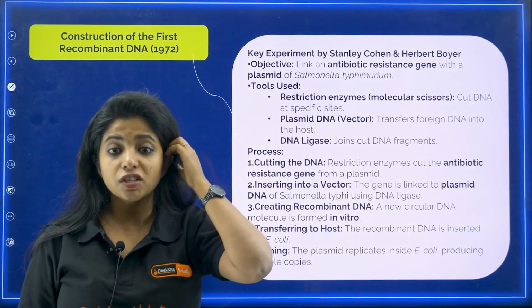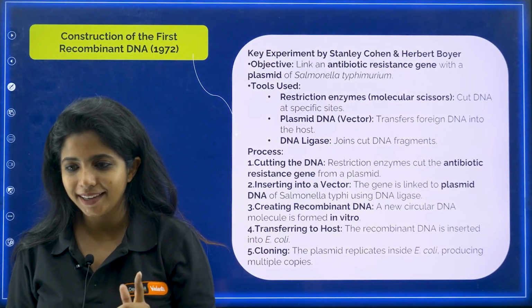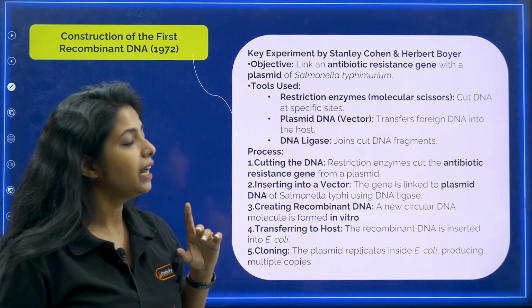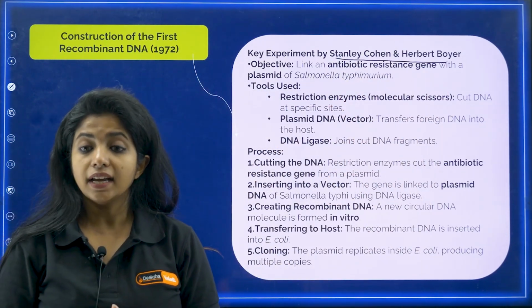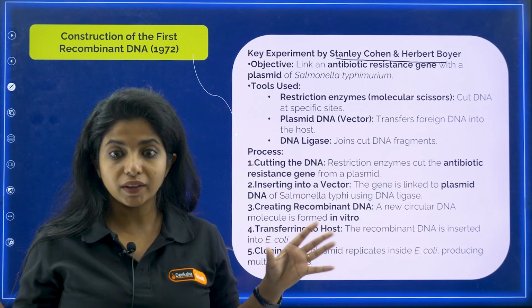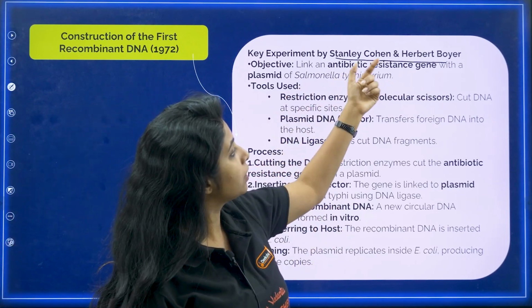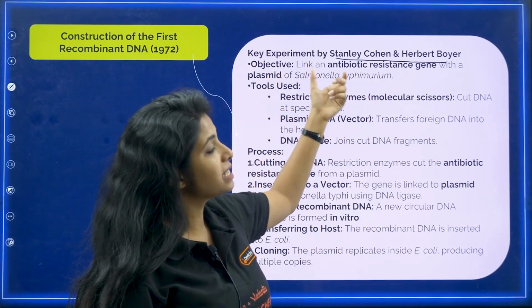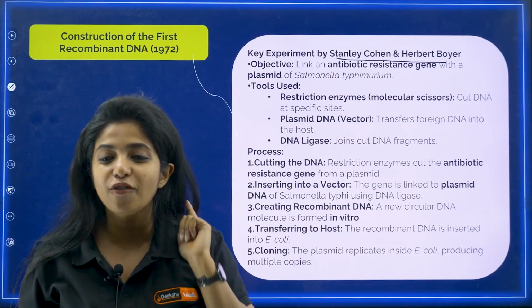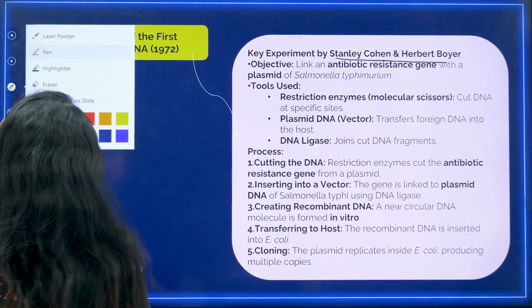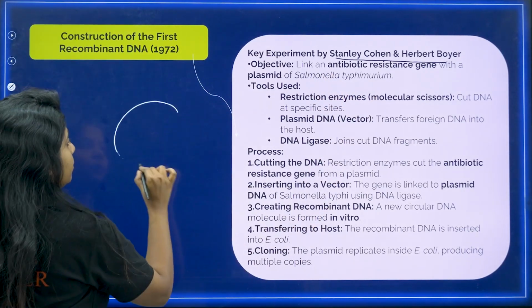So, starting with the construction of the first recombinant DNA. What was the first recombinant DNA? It was put down by Stanley Cohen and Herbert Boyer, my dear children. What they did was, their aim was to link an antibiotic resistant gene with a plasmid of Salmonella typhimurium. You know, Salmonella typhimurium is something that causes typhoid, my dear children. Now, obviously, Salmonella typhimurium is a bacteria. It will have a plasmid.